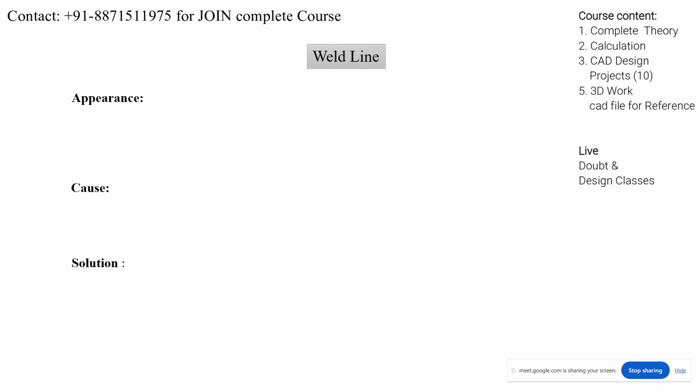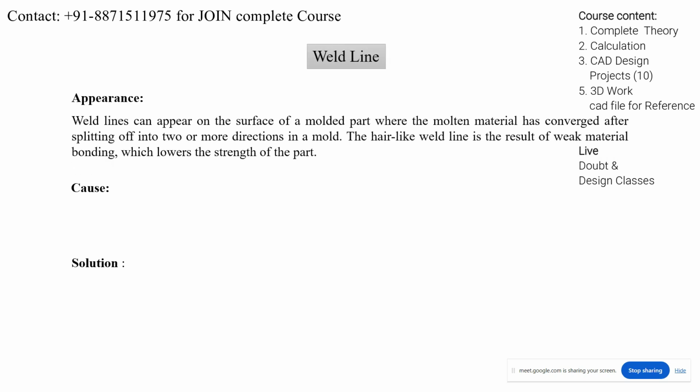Acha, weld line. What is the reason of weld line? If the material comes from two directions, right, basically it will be like splitting the part. It will create a line between the component, right? So you can say that the weld line is a result of weak material bonding, which lowers the strength of the part, right?